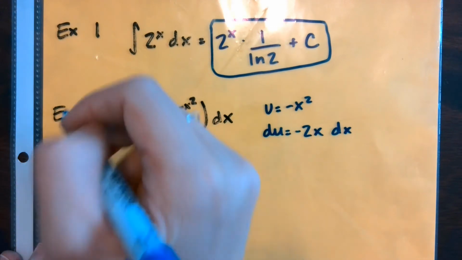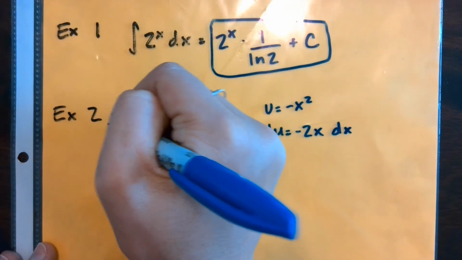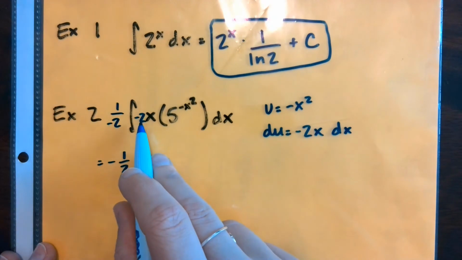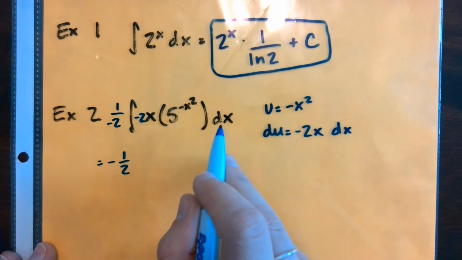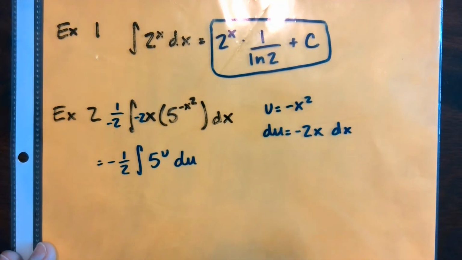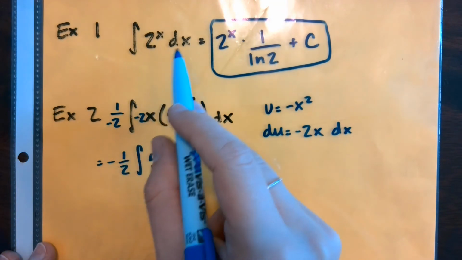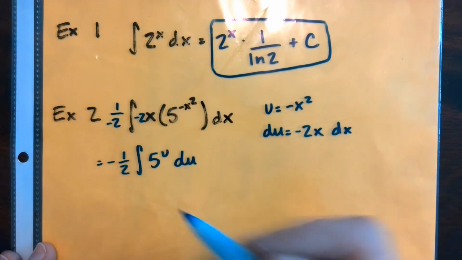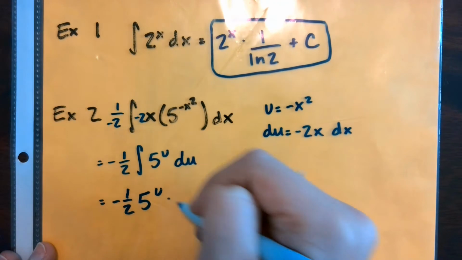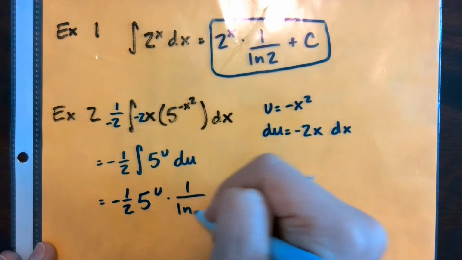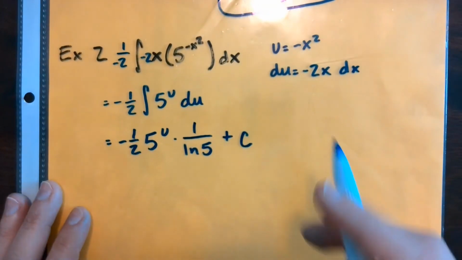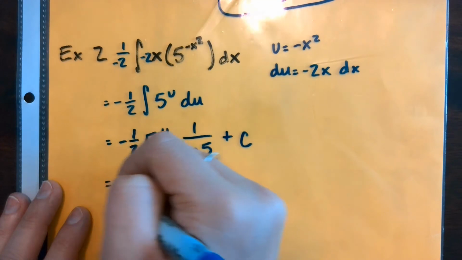But I do need that negative 2, so I'm going to be multiplying by a 1 over negative 2 and a negative 2. So I've got this negative 2x dx, that's all going to go into my du, and then I've got the integral of 5 to the u. So at this point, my problem looks like the one before it did, aside from the fact that I've got u instead of x, and that's okay. So I'm going to have a negative 1/2 my 5 to the u times 1 over the natural log of 5 plus c. And then at the end here, I'm just going to put my negative x squared back in for my u.